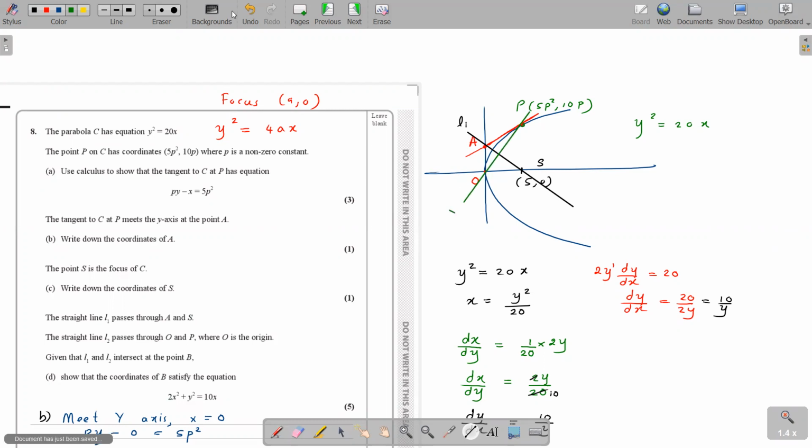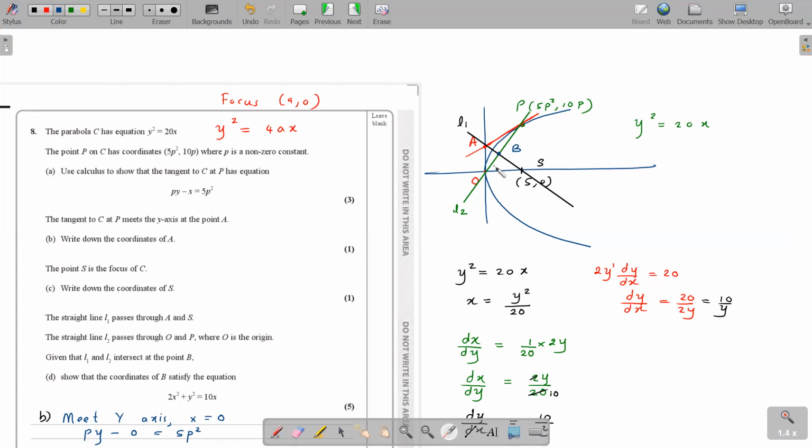This is line 2. Are you with me? The straight line 2 passes through O and P, where O is the origin. Line 1 and line 2. Do you see? Line 1 and line 2 intersect at the point B. Can you see the point B? Point B is the place where line 1 and line 2 intersect.